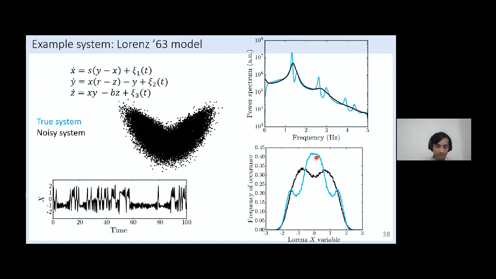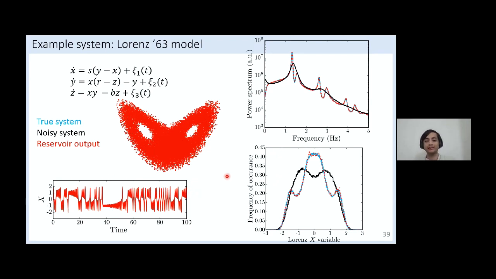Now, if I take my reservoir, train it on this noisy data and run it in closed loop, it'll actually just clean it all entirely up. So the reservoir output, after having trained on just the noisy data, recreates the attractor that you originally had, recreates trajectories that look like the original system, and you can really say that the power spectrum and the histogram match almost perfectly. And this is without having any access to the underlying truth.